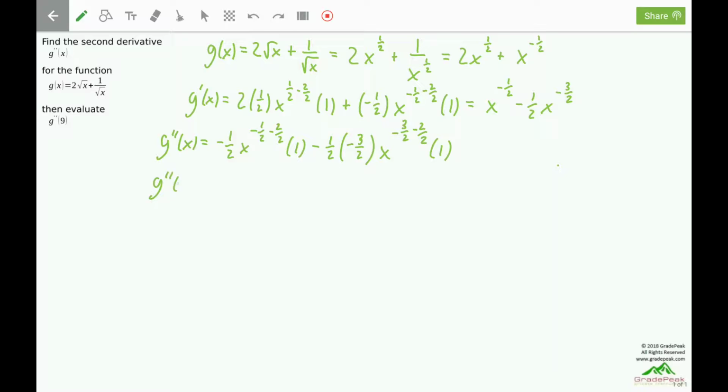So our second derivative will have its first term. We have a negative 1/2 and we have a 1, negative 1/2. We multiply those, and then x raised to the negative 1/2 minus 2/2, negative 3/2. And then the second term, multiplying the constants, a negative 1/2 times a negative 3/2, multiply the numerators, negative 1 times negative 3 is positive 3, multiply the denominators, 2 times 2 is 4, positive 3/4, and then we have it multiplied by the 1 over here, which will keep it as a positive 3/4. x to the minus 3/2 minus 2/2, minus 5/2.